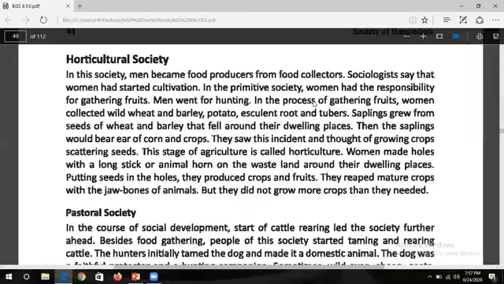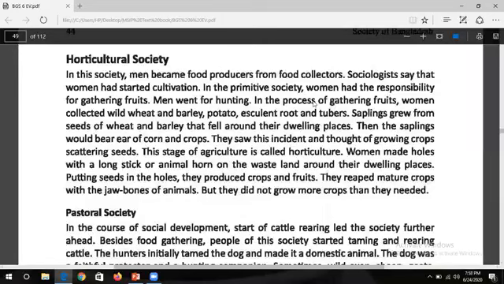In the process of gathering fruits, women collected wild wheat and barley, potato, esculent root, and tubers. Saplings grew from seeds of wheat and barley that fell around their dwelling place. Then the saplings would bear ears of corn and crops. They saw this incident and thought of growing crops, scattering seeds. This stage of agriculture is called horticulture.